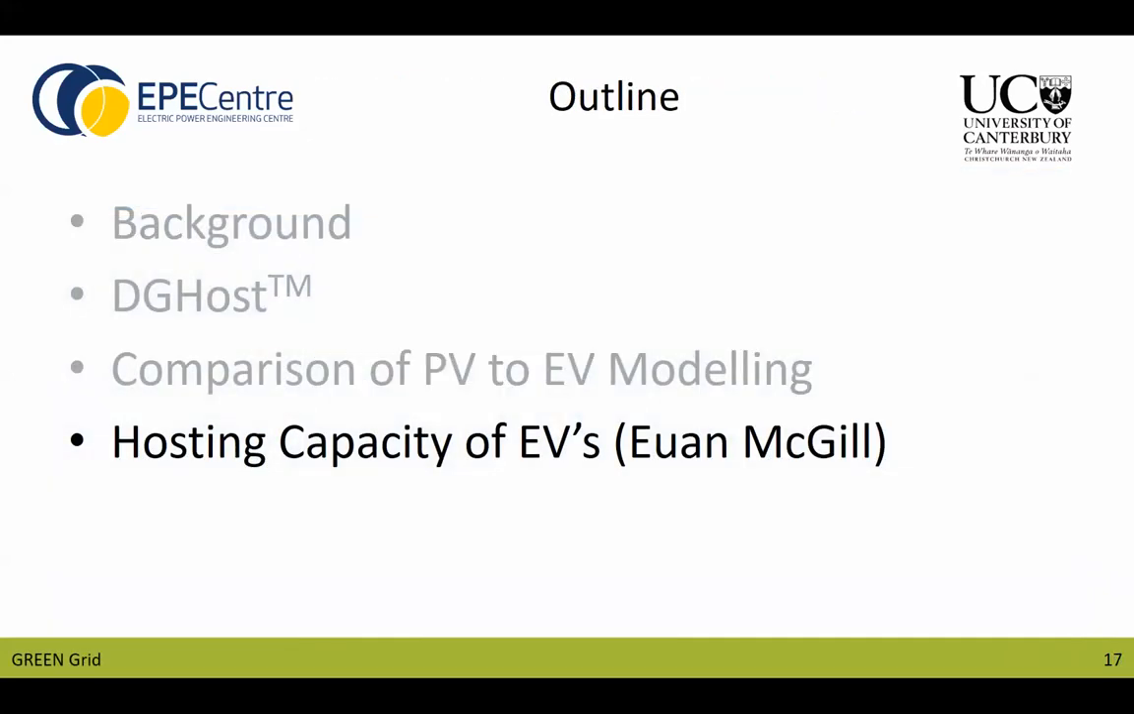And that is a great place to hand over to Euan McGill, who's been doing a lot of work in this area, modelling EVs and what affects the hosting capacities of their networks.